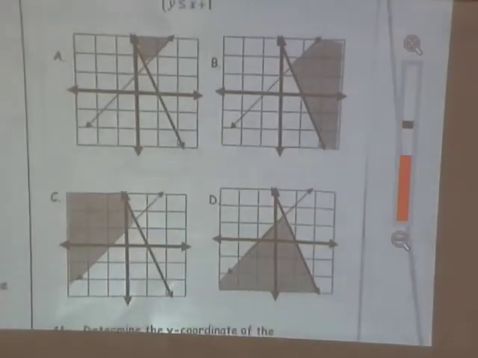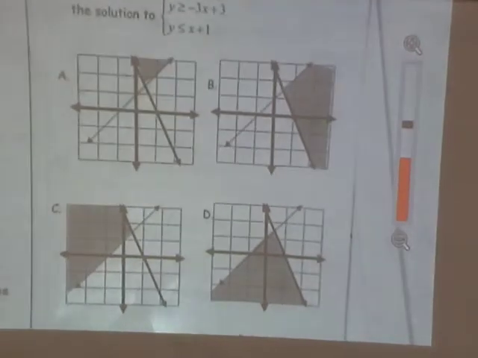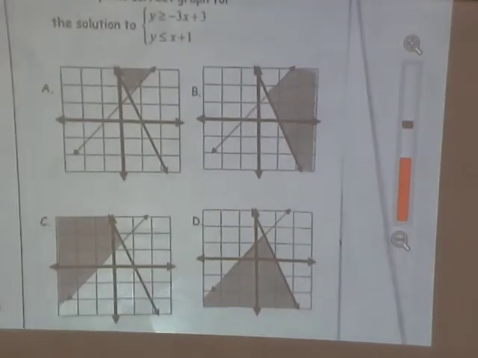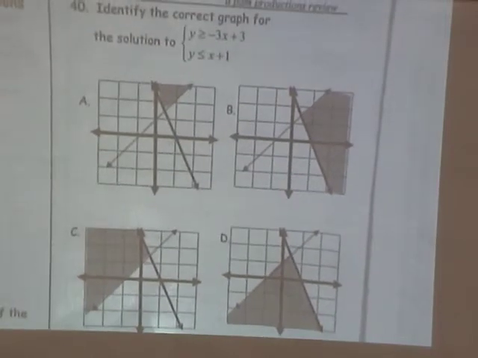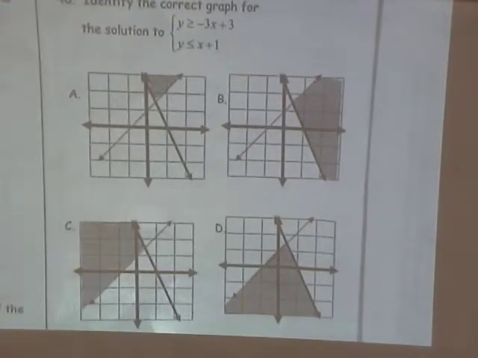Let's see. All right, identify the correct graph for the solution. Look at our answers. Notice all the lines are the same. Right? Yeah. The only difference is the shading. Right? So we need to figure out which of these two equations represents which of these two lines, and then we can look at the shading. We should be able to figure it out.